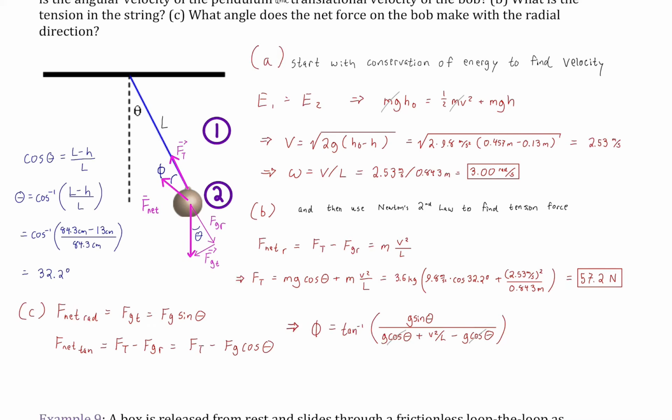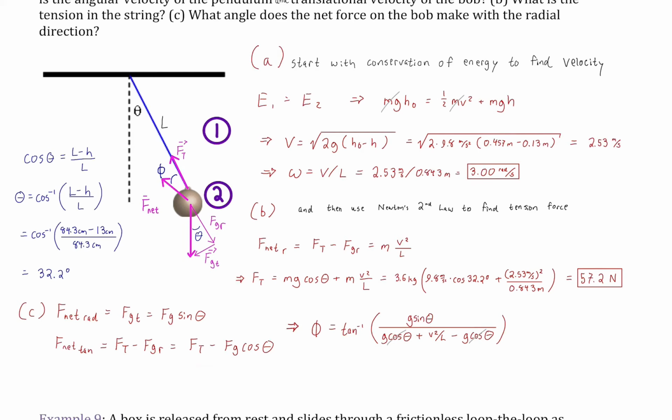So then phi is just going to be tangent inverse of everything in the tangential direction, because you can see here, this is the angle phi. So it's just going to be the tangential side, the opposite side over the adjacent side. All right, well, the tangential side is just g sine theta. Everything in the radial side is going to be this right here. So it's tension, minus Fg cosine theta.